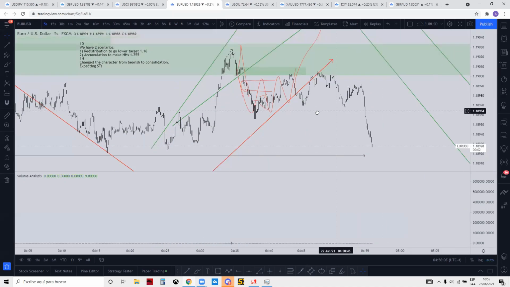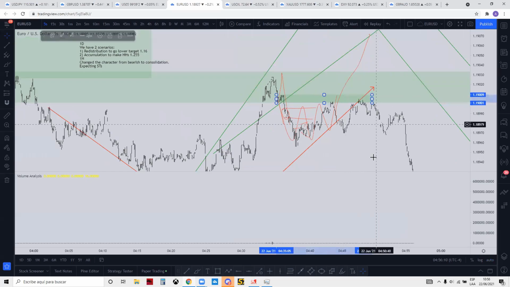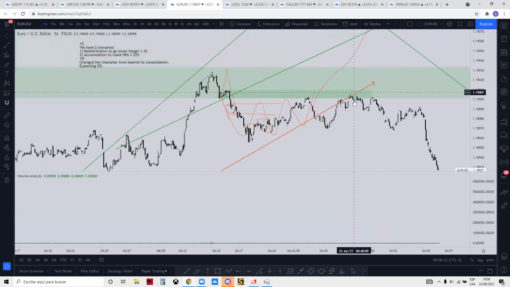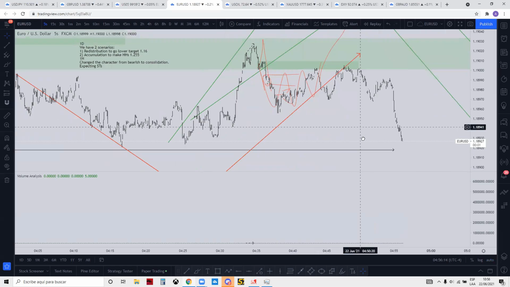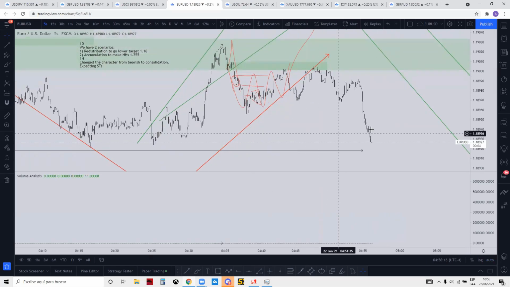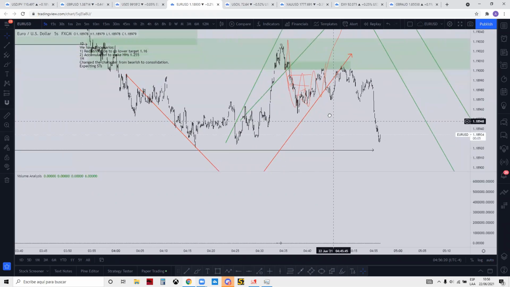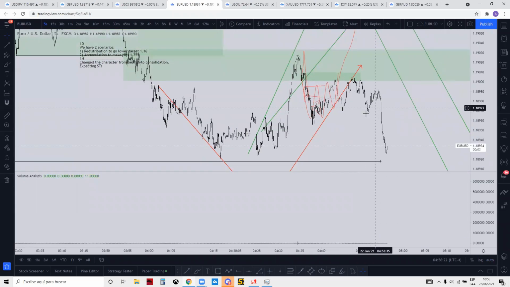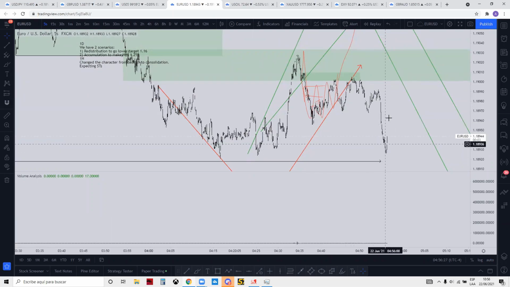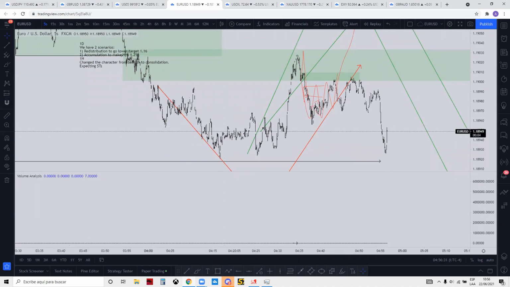Okay, nice. Look at this. The point of interest held, in this case, okay, it's held, holding, and now we are breaking the structure. Now this is confirmed. This distribution is confirmed, so we can take a short from any of these points of interest. Price is going to pull back. In this pullback, we have the opportunity to take a short.